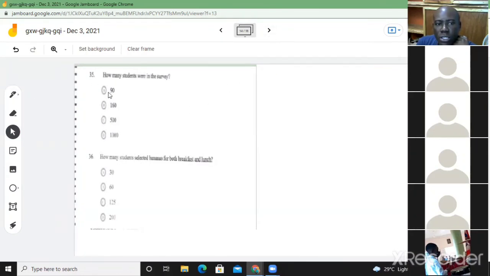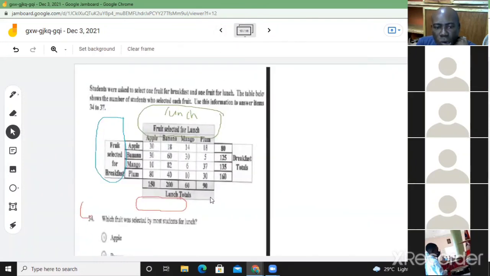So let us look now to see, watch this, how many students were in the survey. All you have to do is to count up. You can count up the lunch or you can count up breakfast. You will get the same thing because it's the same student. So you'll pick one. So let us count up the lunch. We're going to verify this, do you know? Because how I teach, I want us to see the point we're making. We're going to verify this and this. We should get the same number.